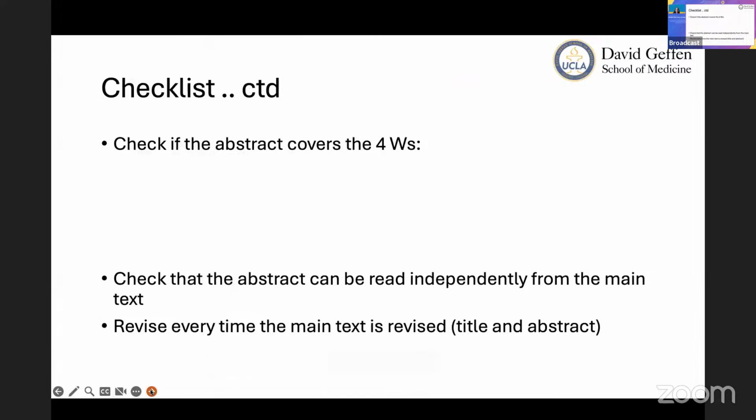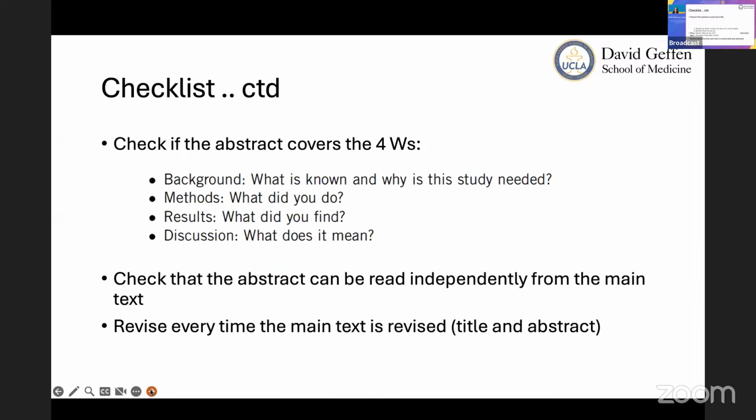Check the abstract and make sure that it can be read independently from the main text, and also revise it every time the main text is revised. And always remember the 4 W's of the abstract: what's known, why is the study needed, what did you do, what did you find, and what does this mean? Those are the 4 W's that you have to cover in the abstract.